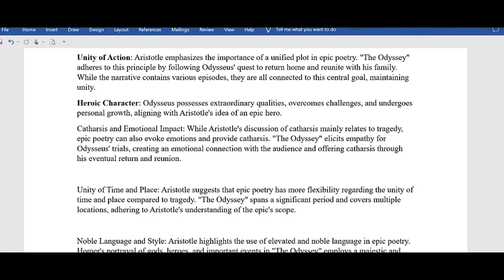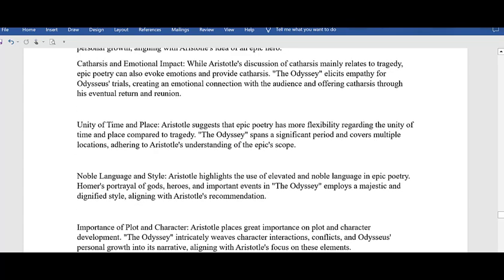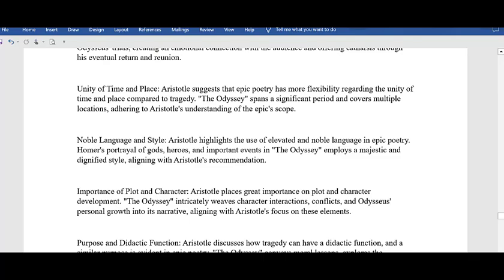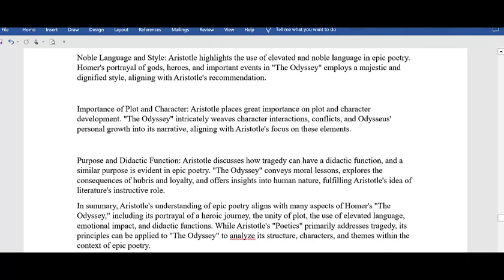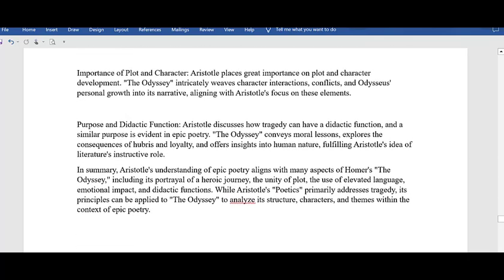Then you have emotional impact and catharsis. Although he is talking about catharsis in the context of plays and tragedy, even in an epic, catharsis would relate to how all the emotions are purged, and finally you get a release from all emotions. Then you have unity of time and place, you have noble language and style, you have importance of plot and character, purpose, didactic function.